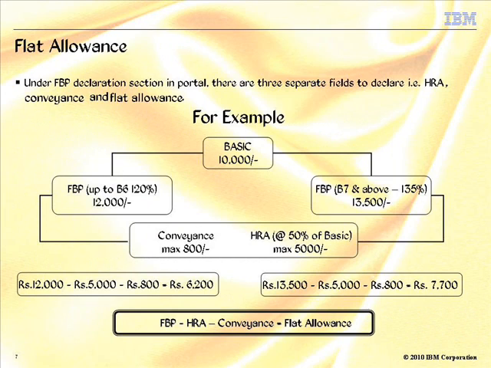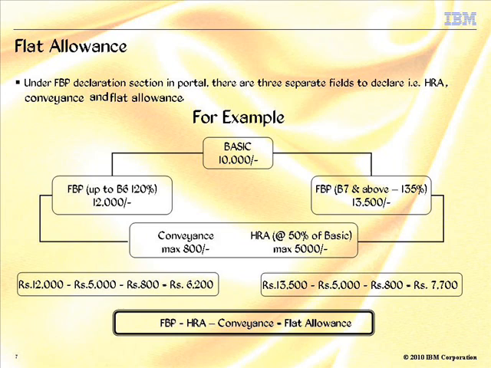Now, let's talk about the flat allowance. The FPP declaration section of the portal is divided into 3 fields, namely HRA, conveyance, and flat allowance. Let's explain the flat allowance with an example. Say your monthly basic is 10,000 rupees. Your FBP will be 12,000 rupees, which is 120% of your basic if you are in band 3 to 6, and 13,500 rupees if your band is 7 and above.